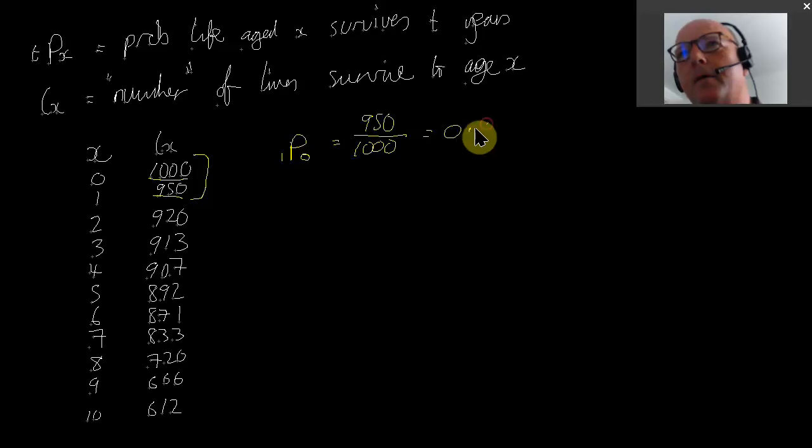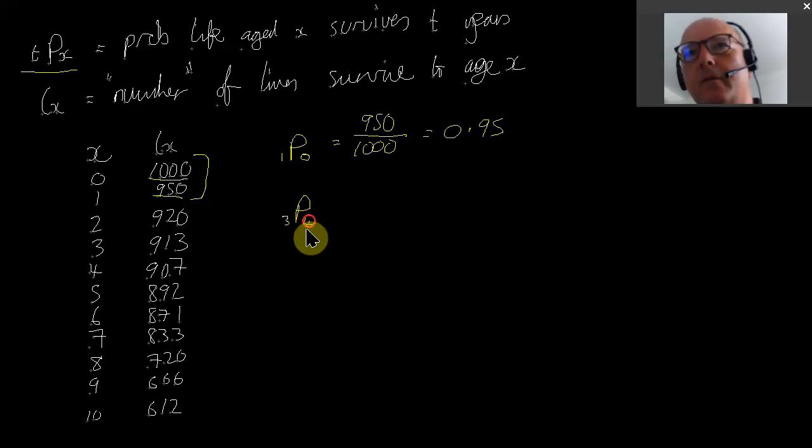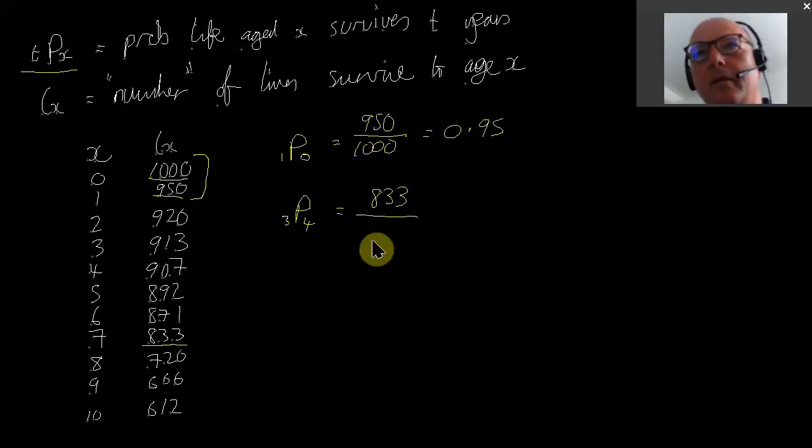Okay, and the great advantage of this is if I did a table of TPX, I'd need a two-dimensional table with T's and X's. With this method, I've effectively reduced that two-dimensional table to one dimension, because any value of T and any value of X I can work out. So for example, if I want the probability that a 4-year-old survives for another 3 years, it's that. So probability of a 4-year-old surviving for another 3 years is simply, I take the age in 3 years, 833, divide by the number now, 907.